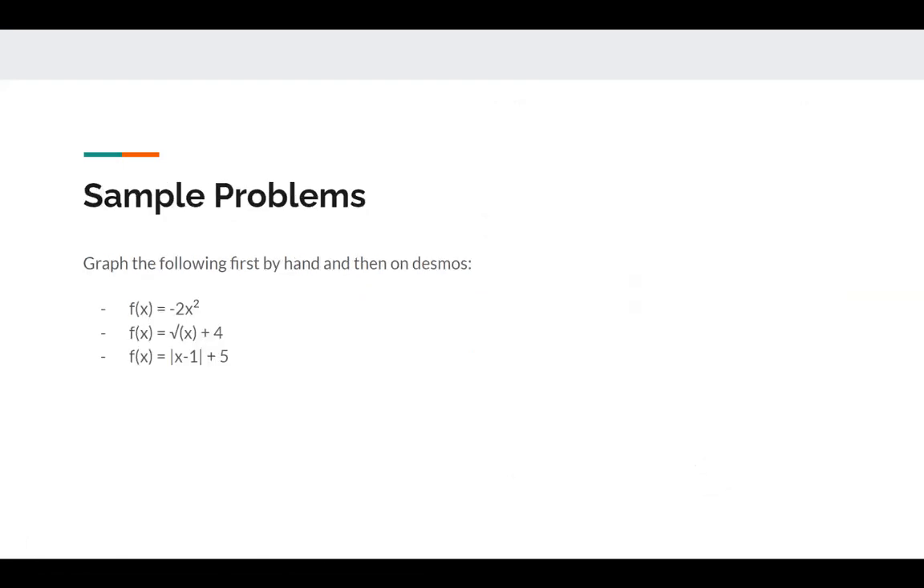So you could do some sample problems. I have them listed right there, and first do them by hand. Then you can check your answer on Desmos and also practice graphing on Desmos. So you can pause right here if you want to do it.